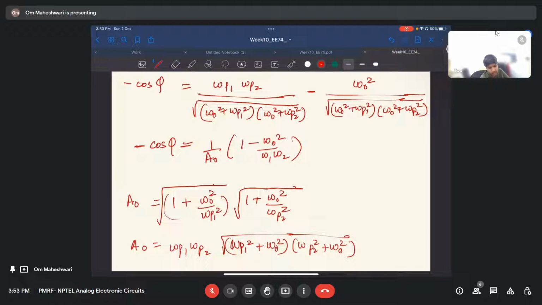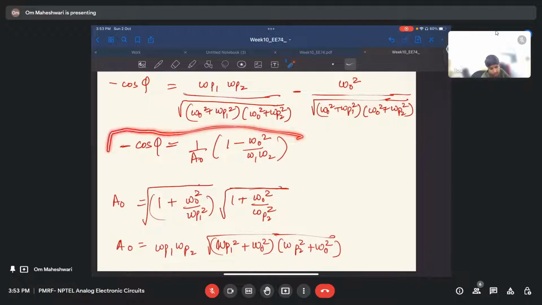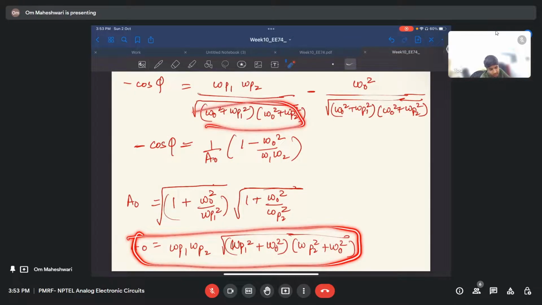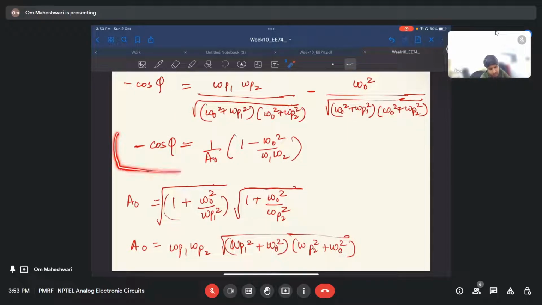So what are these terms? These terms are A by omega p1, omega p2, right? So if I do this, I will get this. Can you see this from here? If we put this A here, we will get this.